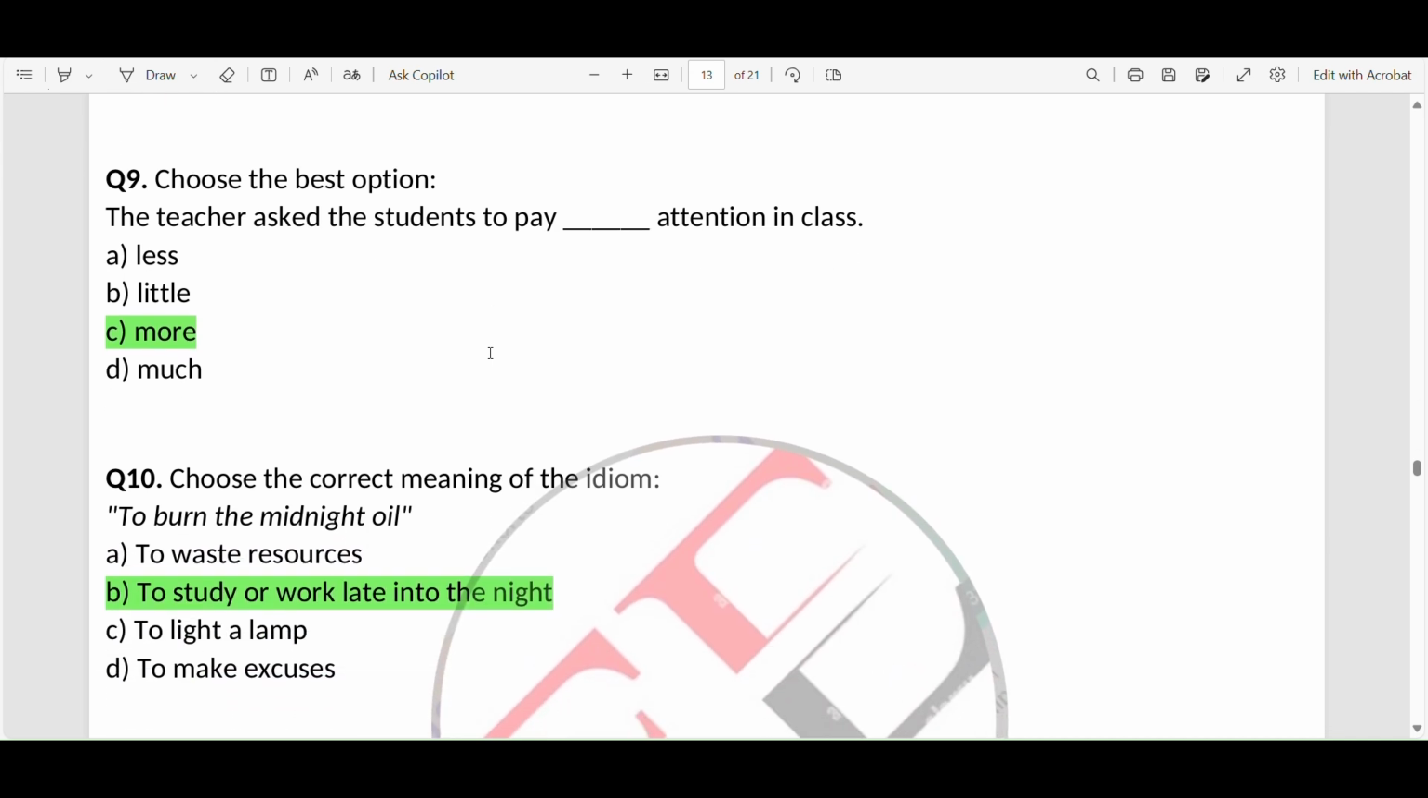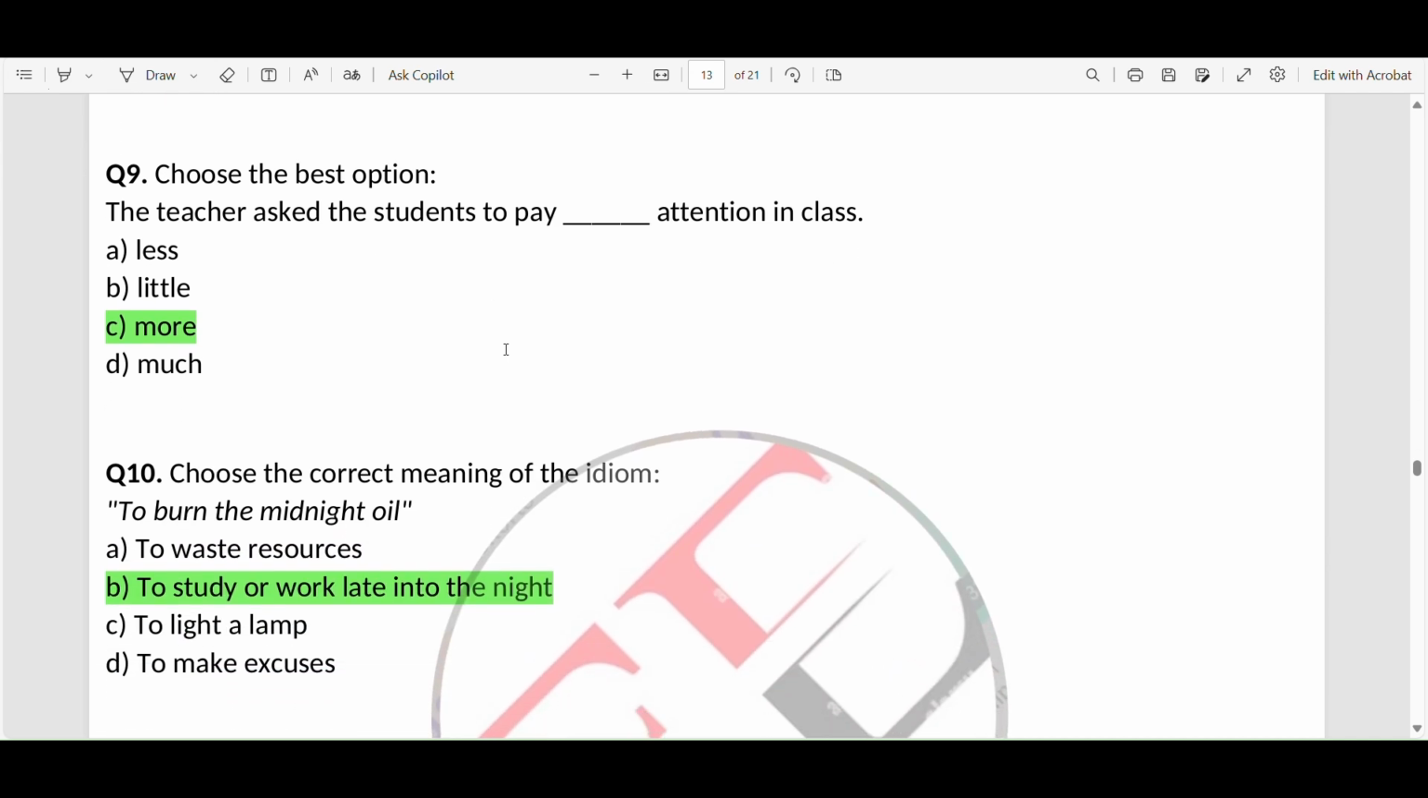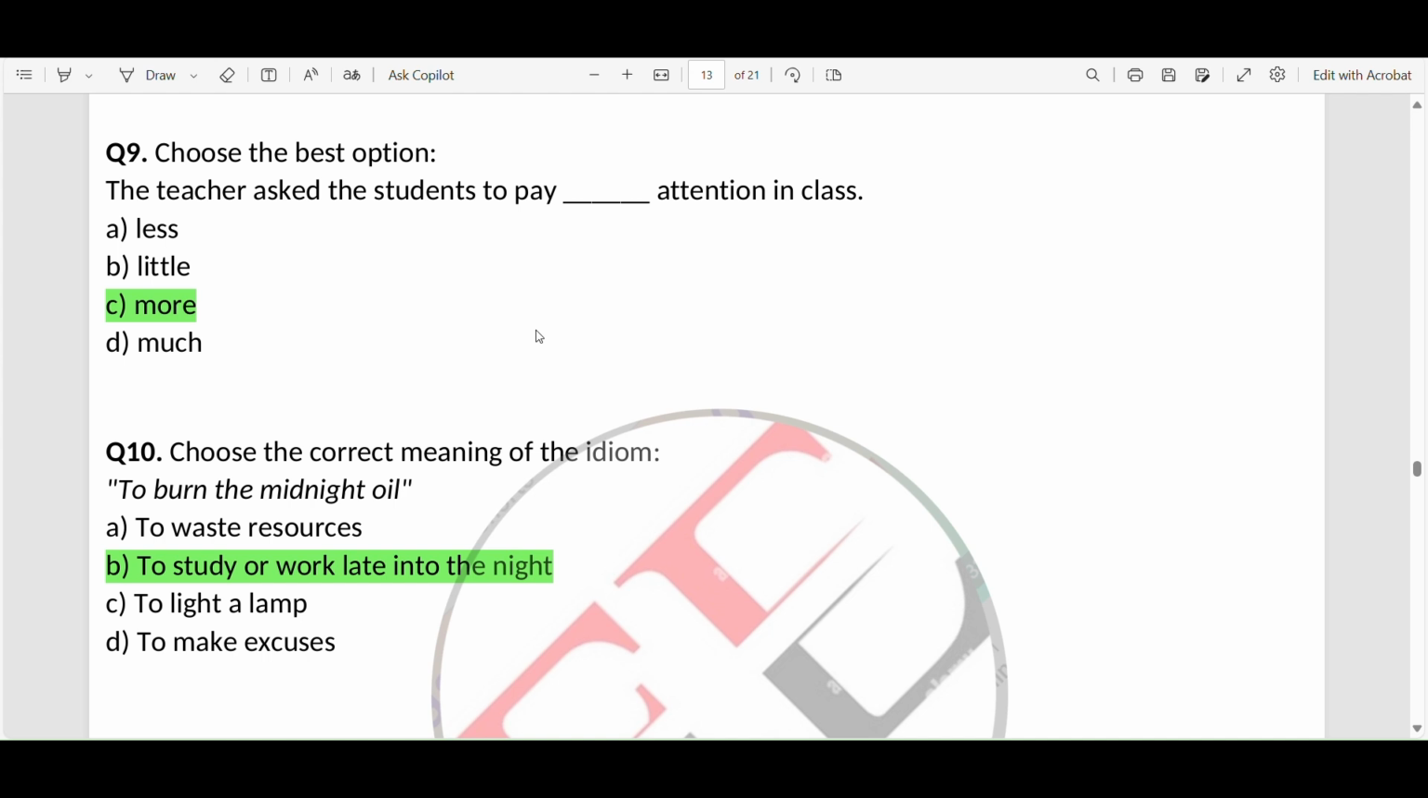And going on to the next question, we are having, yes, choose the best option. The teacher asked the students to pay dash attention in class. So the teacher is asking for the attention in class. How much attention is she going to ask? We need to find out. So the options are less, little, more, and much. See, less. Will any teacher ask for less attention in class? No, right? So that is wrong answer.